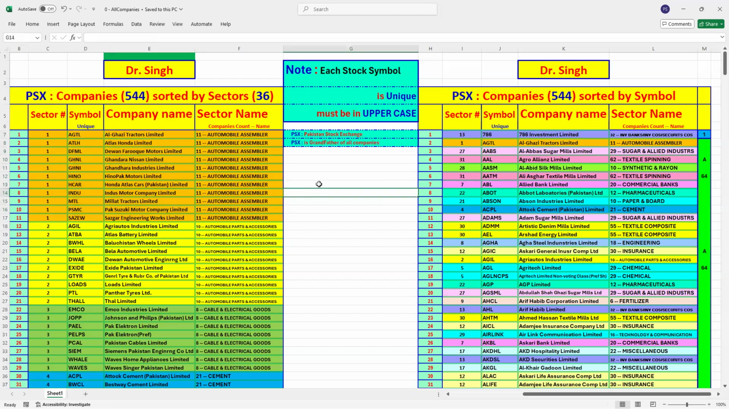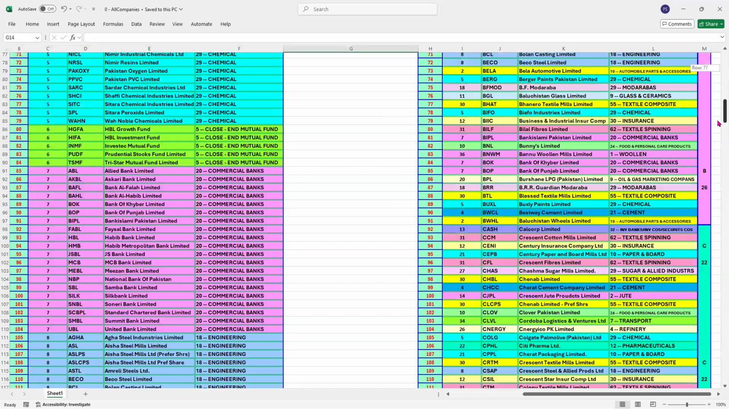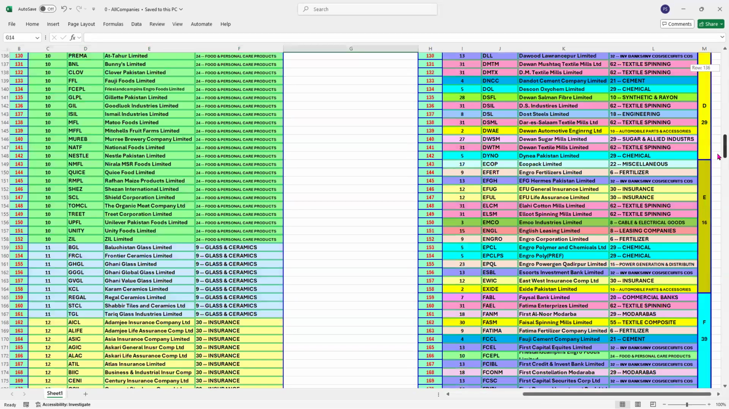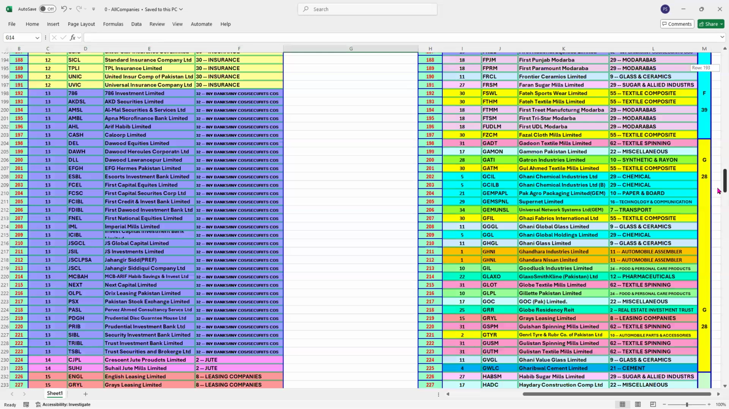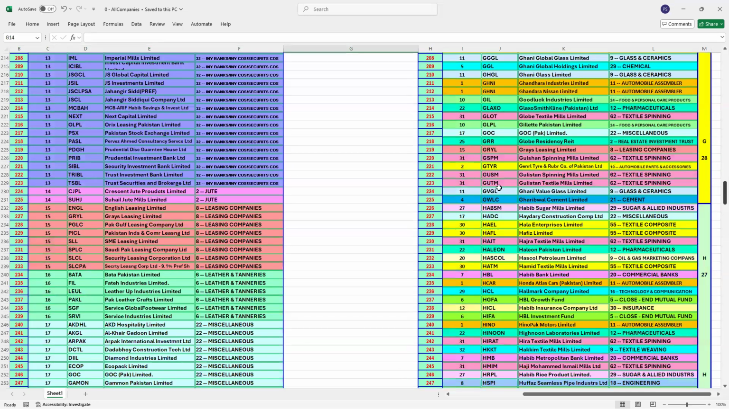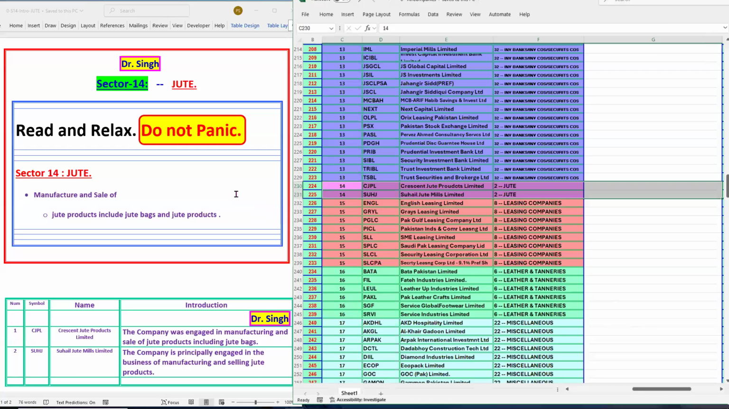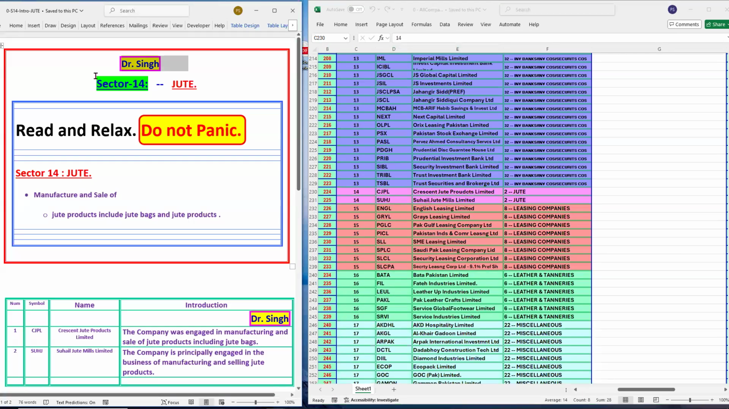Okay, today we're going to talk about, let's see, I think it's number 14 over here. There we go. Right over here, the JUTE sector. That's the name of the sector. And I already have a Word document over here. So here is my name, and here is the name of the sector. It is sector number 14.